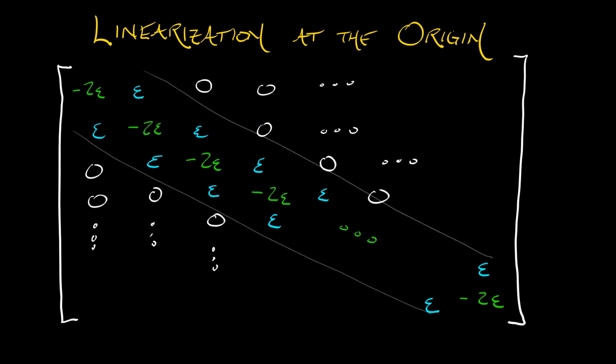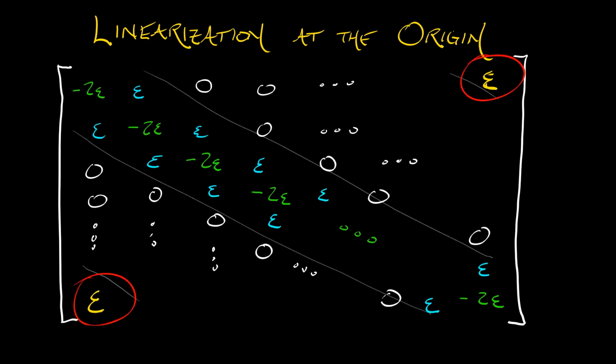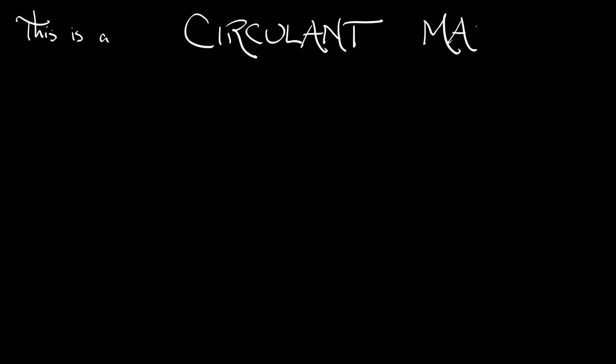Except the upper right and the lower left corner, which have an epsilon term because of that cyclic nature of the coupling. That's the only difference in the matrix between the linear and the cyclic coupling. Now, it might not seem like a big difference, but it kind of is, because this is what is called a circulant matrix. Very interesting. You may not have seen these before. I'm going to skip straight to the facts.